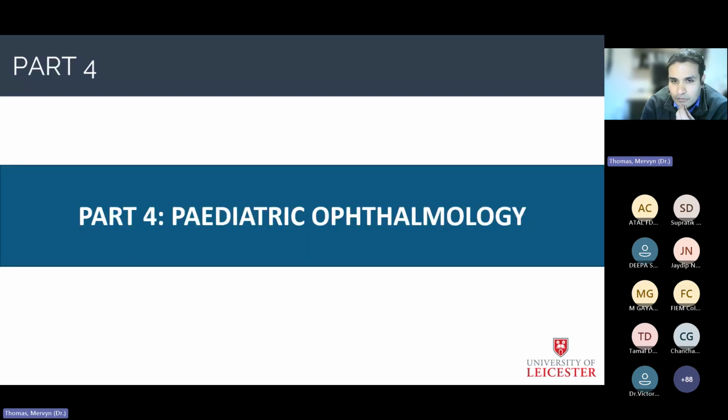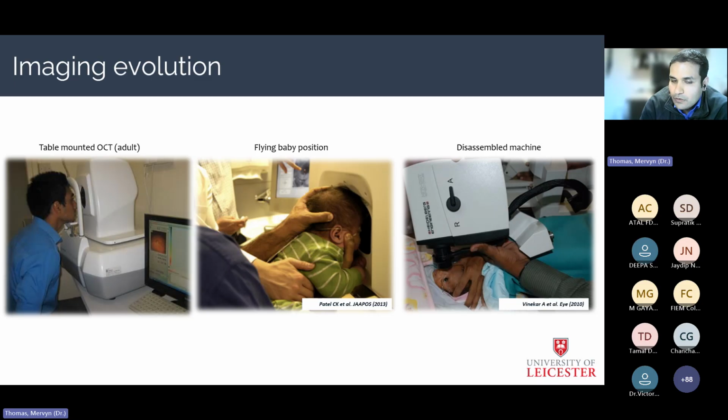Now, the last part I really want to touch on is pediatric ophthalmology. This is the final section, and this is one of the most challenging sections within ophthalmology. And the reason being the data scarcity, and I'll talk about that shortly. So what you might see at an optician is this table-mounted OCT machine, which on the left you can see an individual having the scan. But a child having the same scan is much more difficult. You might need to hold the baby up to the scanner or actually disassemble a complete scanner.